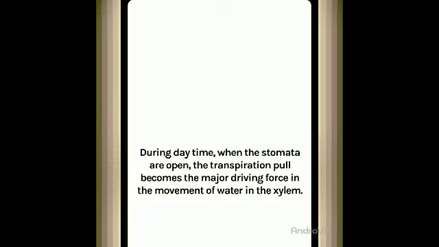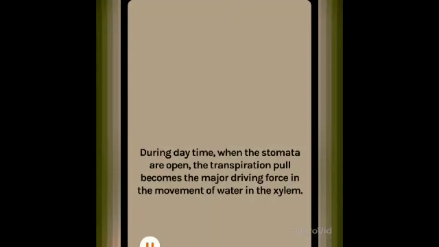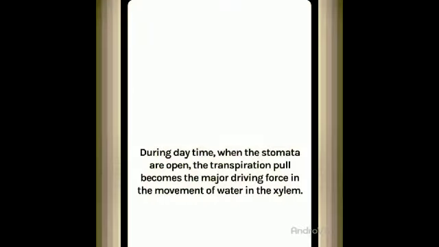Children, why am I talking about the daytime? Why is there maximum transpiration in the daytime? Because the sun is there, and when light is there, the light also plays a very important role in the process of transpiration. So during daytime, when the stomata are open, the transpiration pull becomes the major driving force in the movement of water in the xylem.